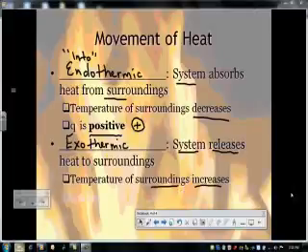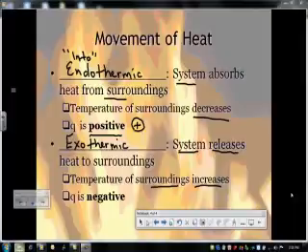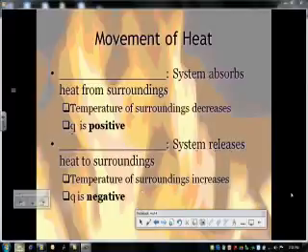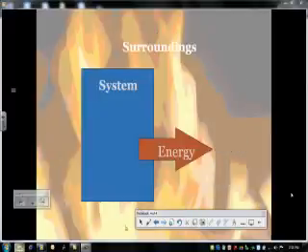And the sign of Q will be negative. So in our calculations, if it's exothermic, we'll have a negative value for Q because the system lost it. And when you lose things, then it's negative. Like if you lose money, your account balance is negative. I don't want that to happen. Yeah, that would be sad.